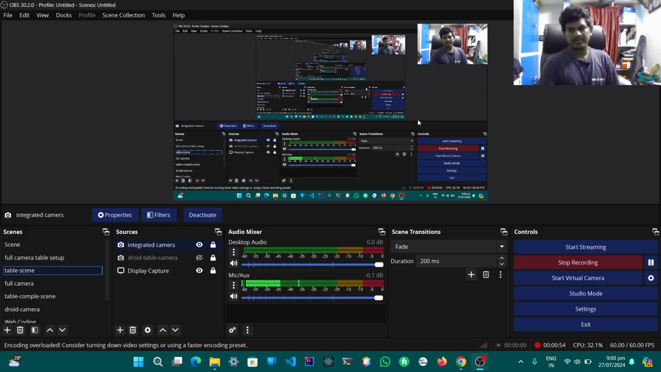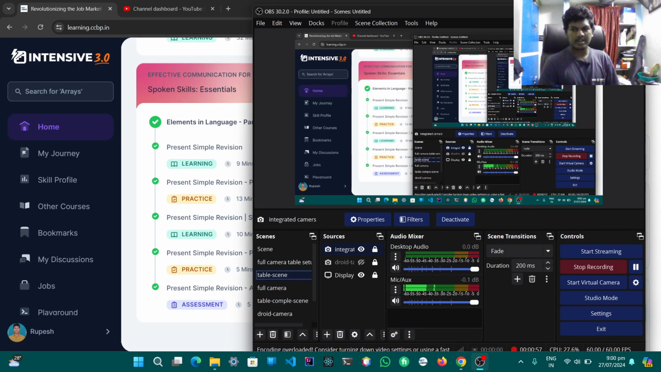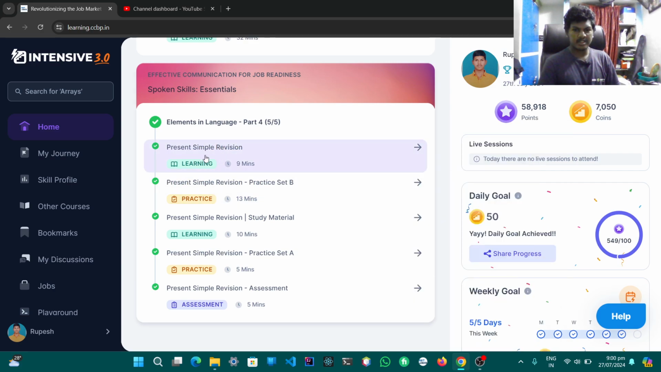simple present tense test on the topic of English and roundabout, inner joins, outer joins, normal joins, and the DBMS topic, basically joins, and in max races on the topic I have to be covered. I have written 3 questions, practice sets, and MCQs in English, present simple revision class, right set B, study material, right set here, assessment.